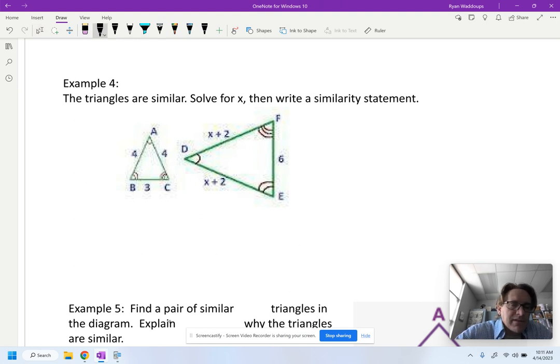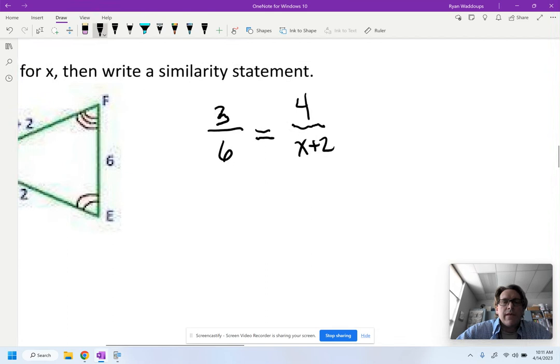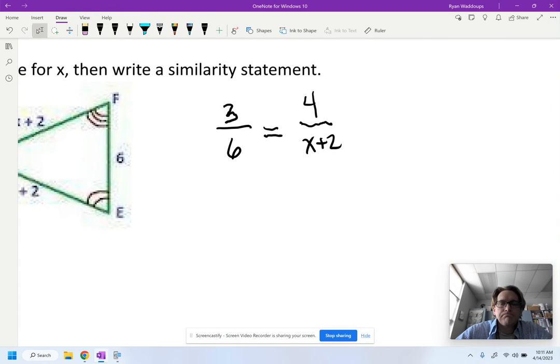So I can compare the small side here, BC, 3, to the large side, 6. And then I can set that equal to either one. Since this is an isosceles triangle, the other two sides are congruent. I can just say that's equal to the small triangle, 4 over x plus 2.